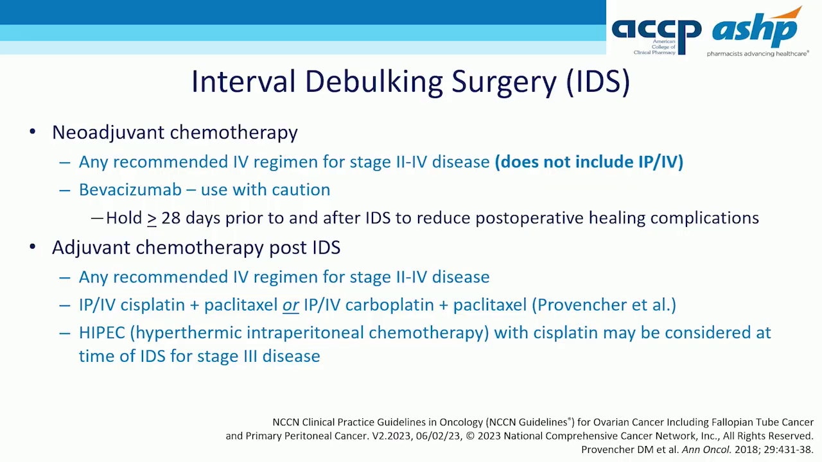So oftentimes what this looks like is they have bevacizumab with their chemotherapy for cycles 1 and 2, then it's held for cycles 3 and 4 around the time of their surgery, and then continued again on cycles 5 and 6. For adjuvant chemotherapy, so after their interval debulking surgery, again, we have any of our IV regimens that are recommended for stages 2 through 4. Most of the time, if they had a good response to their treatment prior to their surgery, we're going to continue with that same treatment after their surgery.